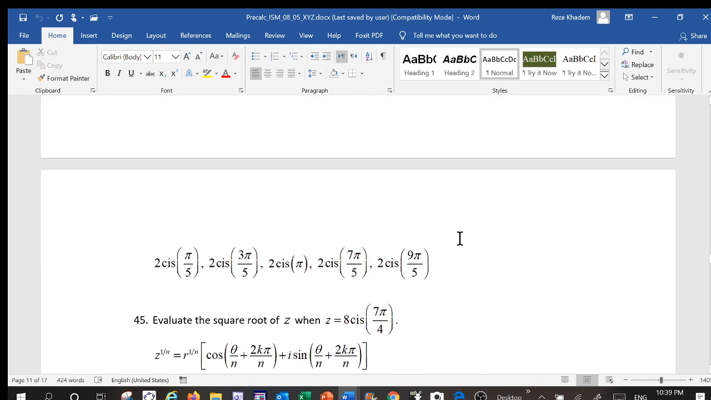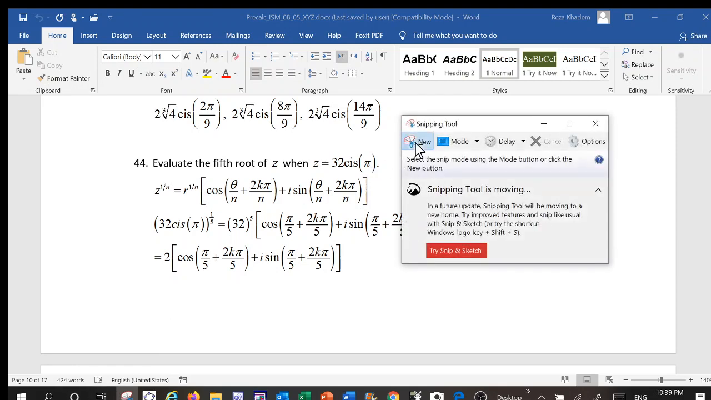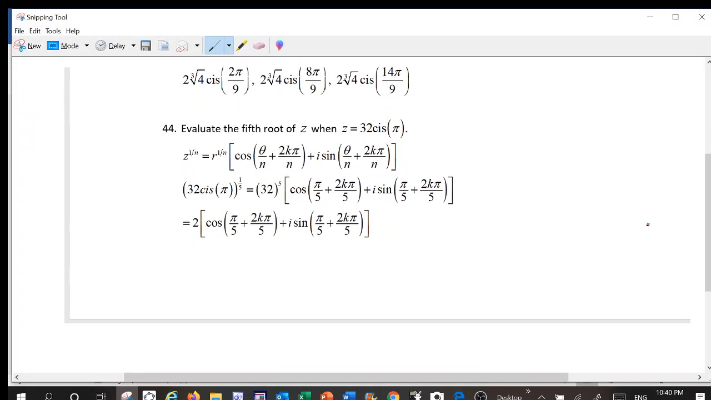No, we don't. So we just do one of these. So let's do number 44. Number 44 says find the 5th root of z. Okay, 5th root. That means, first of all, you have to take the 5th root of 32, or 32 to the 1/5, which is the 5th root of 32, right? All right, so what is the 5th root of 32? Well, it's 2. So we know that. So that would be 2.